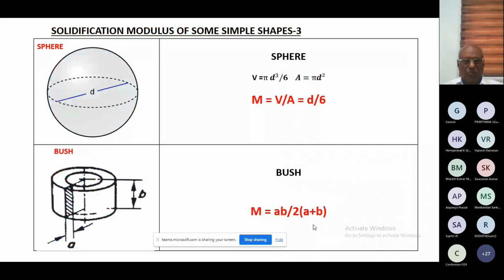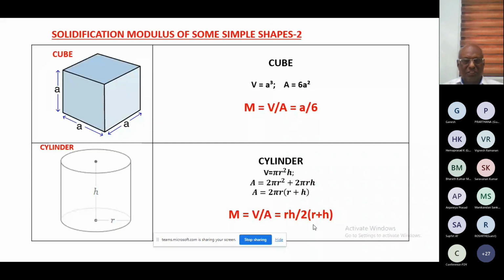Next comes a sphere. Volume of the sphere is equal to pi d cubed by 6. Area of the sphere is equal to pi d squared. M is equal to d by 6. This is very similar to the cube which we have seen earlier. If a sphere is inscribed inside this cube, the diameter of the sphere being A, then the same result will occur.